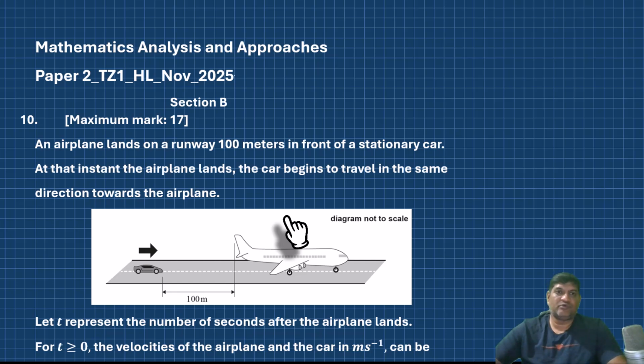Mathematics, Analysis and Approaches, Paper 2, Time Zone 1, HL, November 2025. This is a question from Section B, the 10th question, which carries 17 marks.